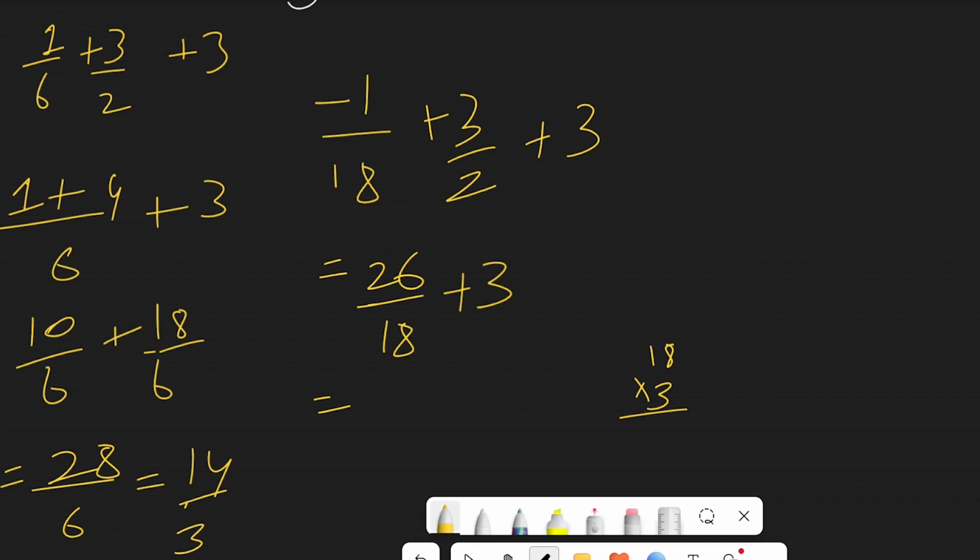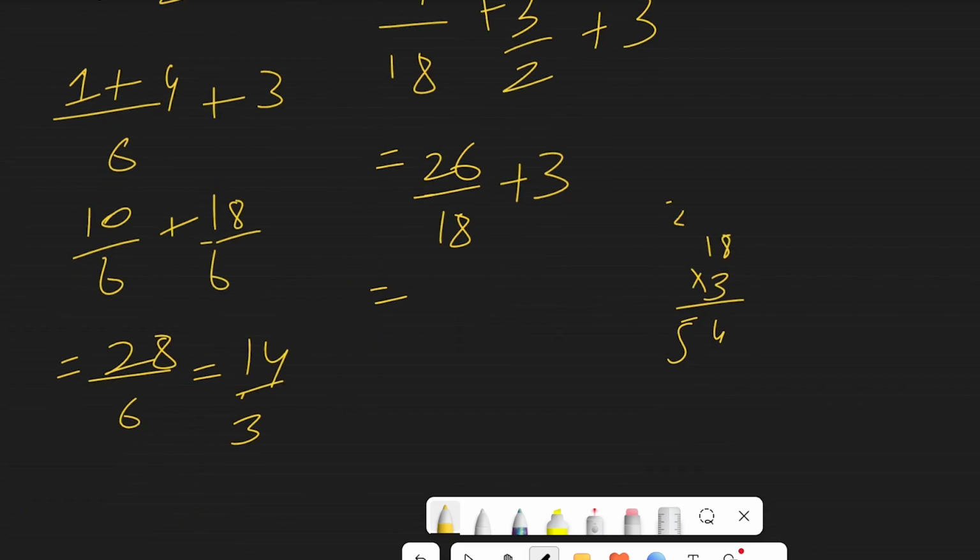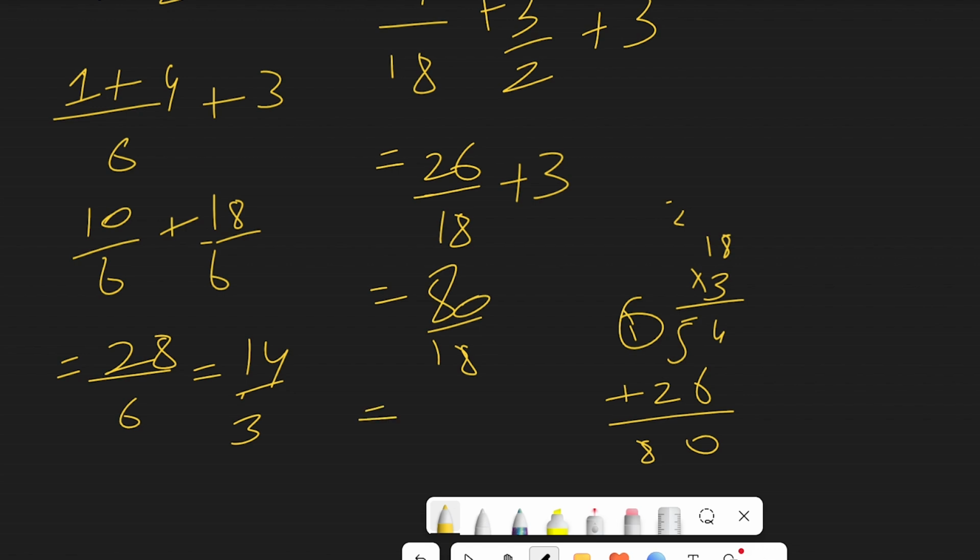What is 3 times 18? Okay, I don't have a calculator with me, guys. Bear with me, please. 8 times 3 is 24. 3 times 1 is 3 plus 2 is 5, so 54. Okay, 54 plus 26 would be 80. Okay, it would be 80 over 18. If we simplify it, it would be 40 over 9.